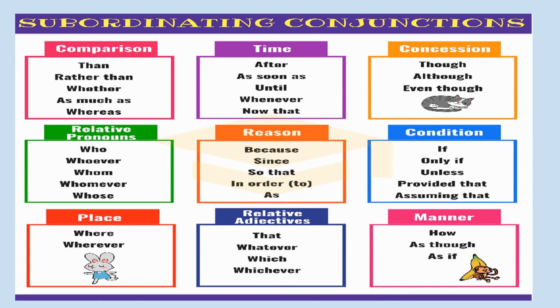For showing the reasons, we use because, since, so that, in order to, as. For the conditions, we use if, only if, unless, provided that, assuming that. For places, we use where, wherever. Relative adjectives are that, whatever, which, whichever. To show the manner, we use how, as though, as if.